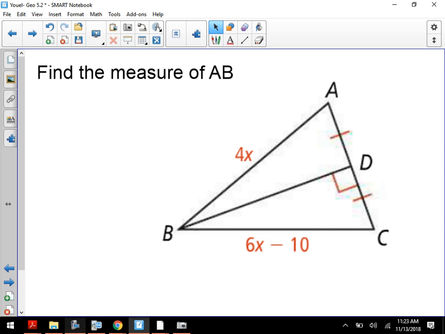So algebraically, what do I have to do here? Go ahead and say it. Yeah. They have to. Remember, this is the perpendicular bisector, which makes this reflexive. You've got two triangles that are congruent, which means CPCTC.